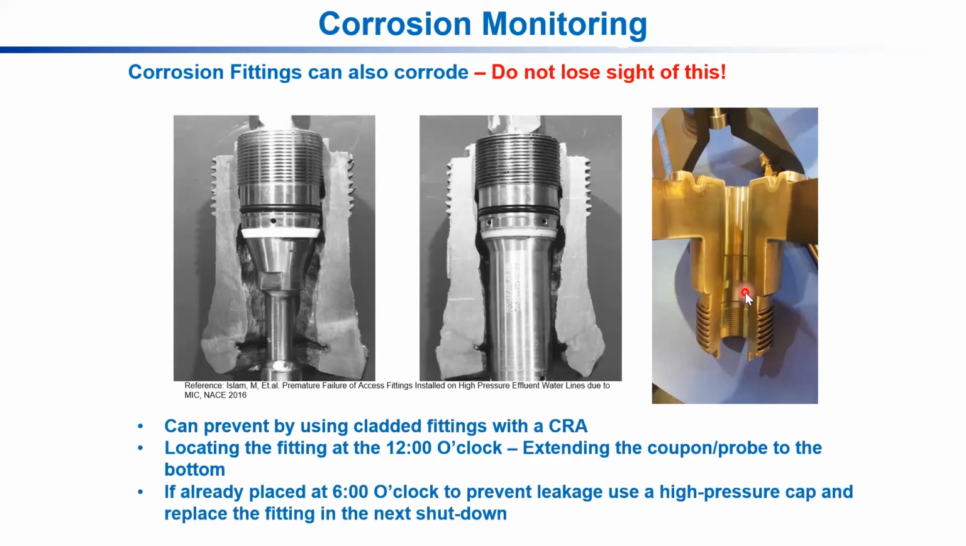But the use of high pressure caps is important, whether it is in the 12 o'clock position or in the 6 o'clock position, because the high pressure caps will prevent a leak. It will condemn the use of your corrosion monitoring device in that location, but it will prevent that leak through the plug. So high pressure caps, I use them all the time, for example.